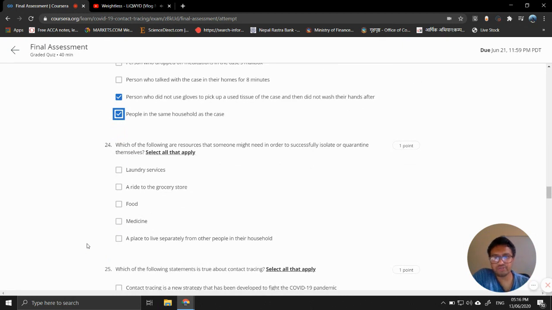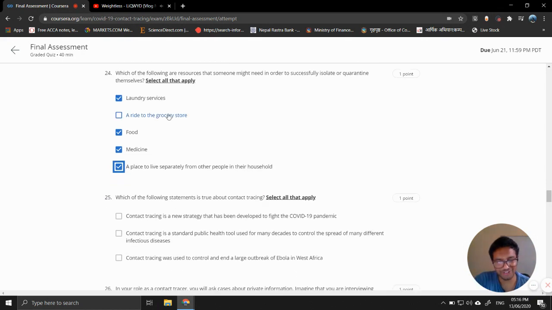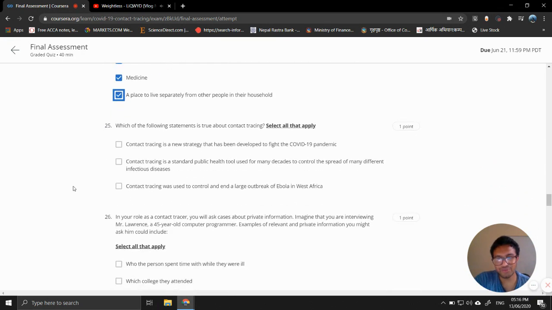24th question is, which of the following are resources that someone might need in order to successfully isolate and quarantine themselves, right? So basically you will need food, of course, medicine, of course, laundry services, and then a place to live separately from other people in the household. Okay. A ride to the grocery store is not needed, unless your medicine finishes out, right?